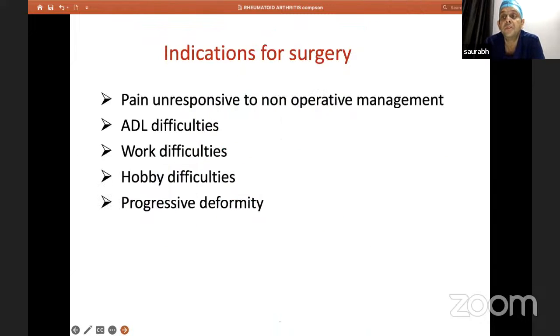So indications for surgery, self-explanatory, they have pain and it's not responding to the drugs. So the deformities and the pain that they have is affecting their daily activities or their work or their hobby, and the deformity is progressing because clearly the drugs are not working. So this is the time you would like to intervene.